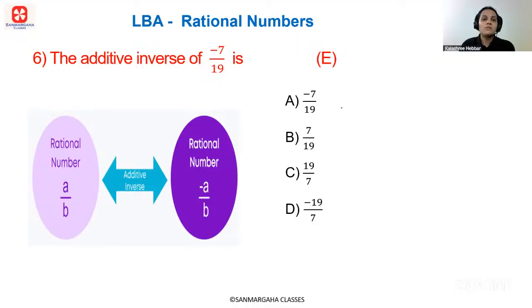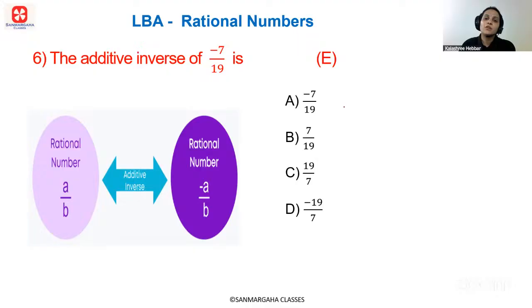The additive inverse of minus 7 by 19 is: A, minus 7 by 19; B, 7 by 19; C, 19 by 7; D, minus 19 by 7. Okay, so now as I said, what is additive inverse? Additive inverse of a number is a number that gives 0 when added to it.